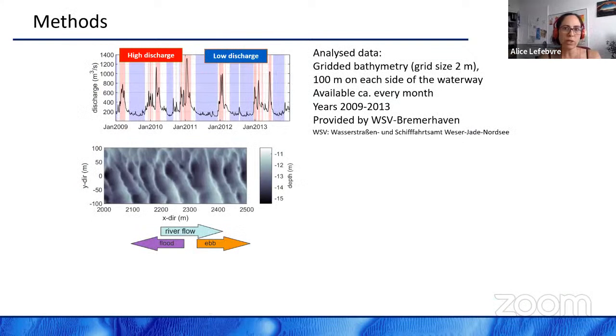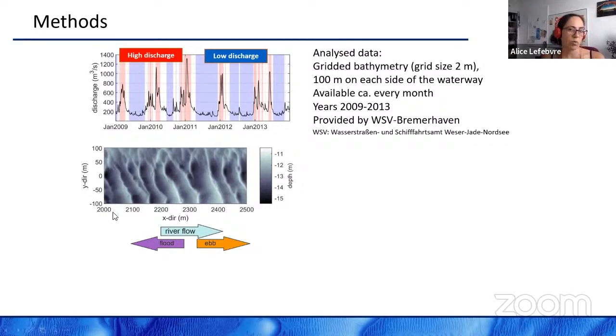Okay, so the methods that we used: we analyzed some data, and we're very, very happy that the local authorities, that's the Wasserstraßen- und Schifffahrtsamt Weser Nordsee, notice that you get 3 Fs in a row in that word, provided us with some gridded bathymetry with a grid size of 2 meters along the waterway. So we had 200 meters wide data along the whole waterway, around 110 kilometers. Nearly every month, 10 times a year, they collect data along the estuary, and I analyzed that for the years 2009 to 2013.